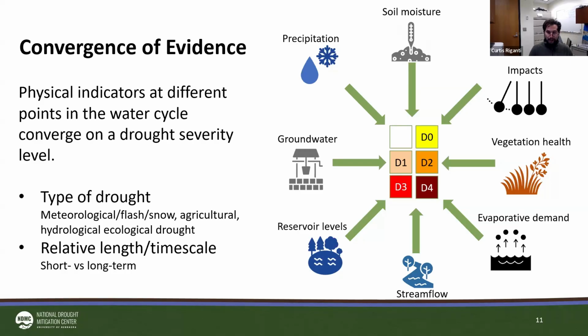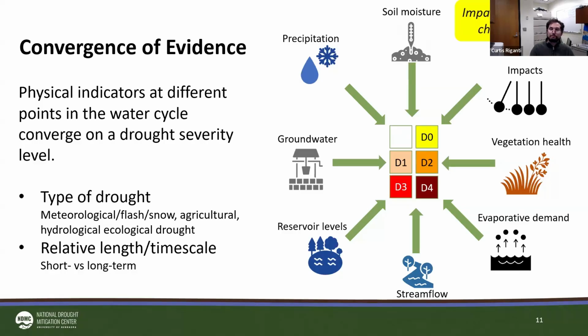We're looking at evaporative demand models, basically how much water is being lost from the ground due to unusually warm, dry, or windy conditions. We're looking at observed streamflow from streamflow gauges that the US Geological Survey deploys, and looking at percentiles of that data. And finally, we also look at reservoir and groundwater levels, while keeping in mind the human usage of these things as well.